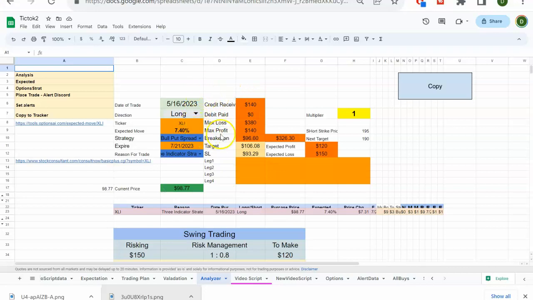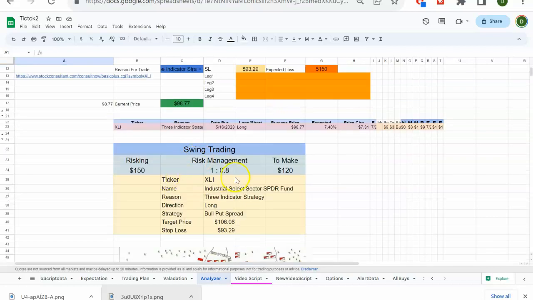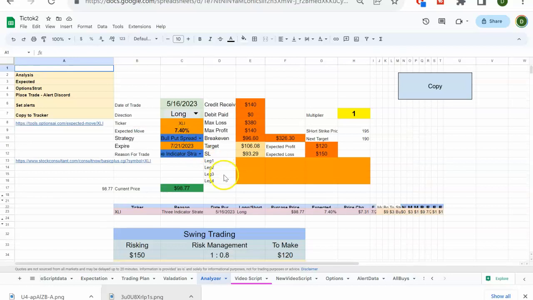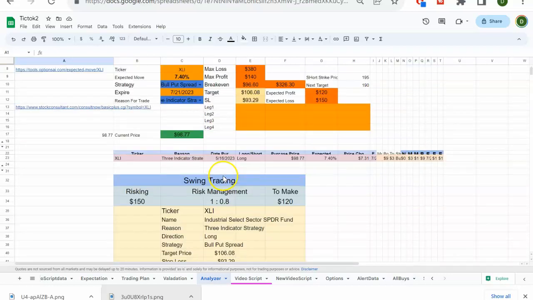So I have an analyzer spreadsheet, and what it does is it takes the stock ticker that I'm interested in and my expected move. I'll show you in some of my other videos how that's done, but I expected this stock to move up by 7%. And the strategy I'm using, when it expires, what I'm expecting to make from the deal, and the risk reward. This one is not so good, but it's a bull put, and normally people try to make a third of what you get, so it's okay.